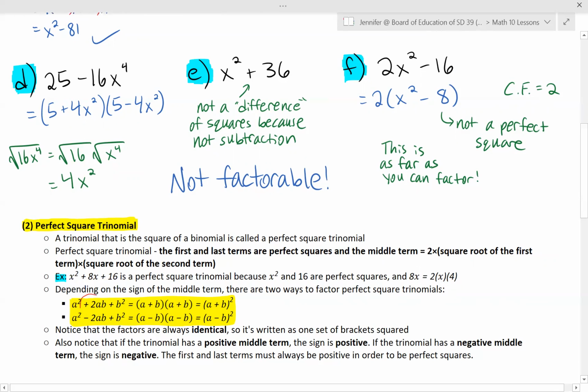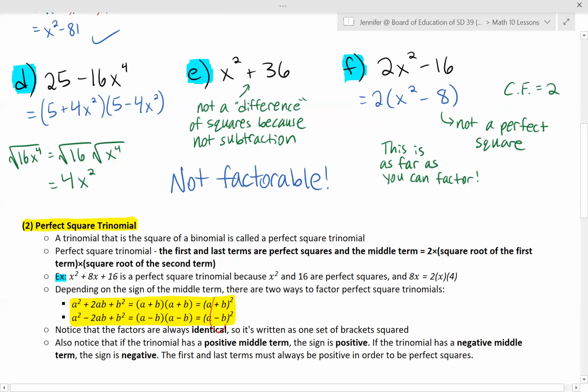Depending on the sign of the middle term, there are 2 different ways to factor perfect square trinomials, which are shown here. Either you're going to have a positive sign or a negative sign. It looks pretty similar to a difference of squares. You have your a and b the same in each, but the difference is that for the difference of squares, you have a positive and a negative. And for the perfect square trinomial, you either have both positives or both negatives. So your final answer will look like this, because if you have the same factor repeated twice, you just write it as that factor squared.